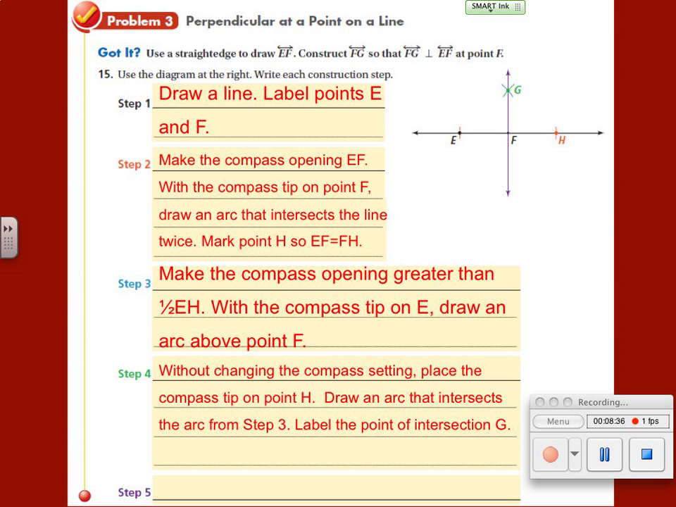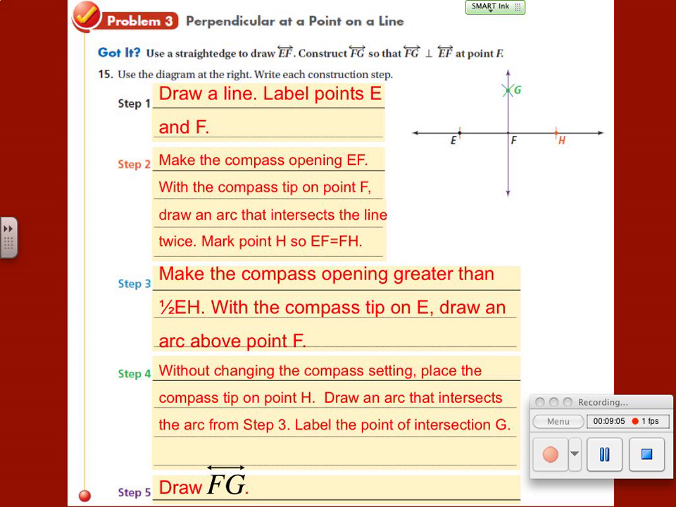It didn't look like it at first, but when I think about what they did, they took the compass point, put it on E, and drew an arc above the line. Now, remember that purple line's not there yet. They put the point on H and drew an arc above the line. And then eventually they drew the line FG. So they draw FG, and that's how we get a line that is perpendicular to EH. And what we have created here is a perpendicular bisector of segment EH.